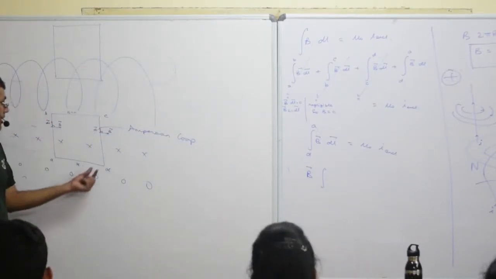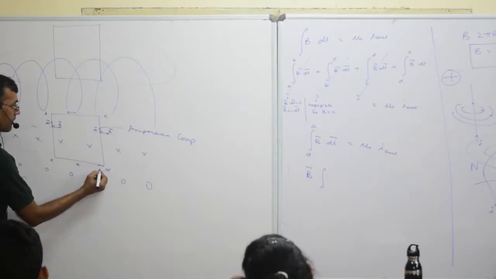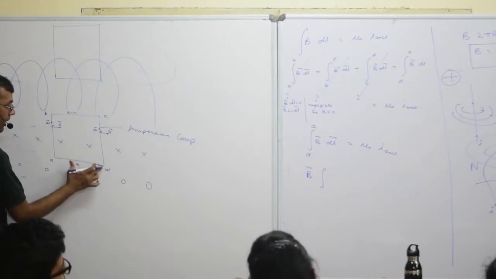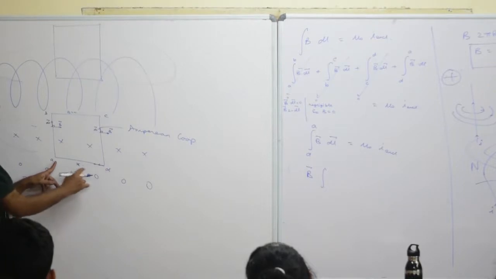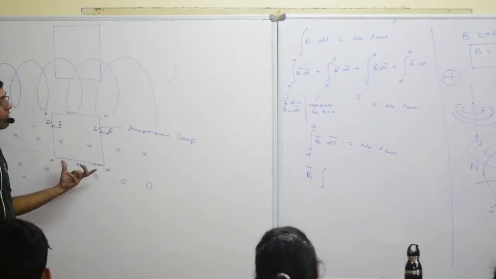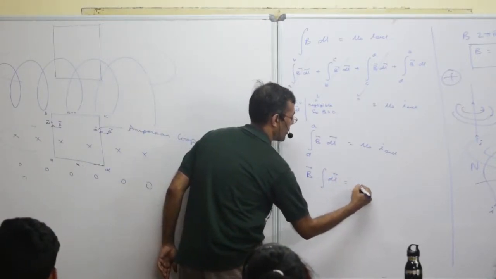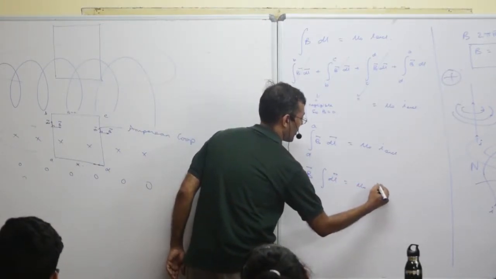Integral of dl. So if I integrate all this small dl, right? So let's say I have a small dl here, small dl here. So if I add all these dl, what will be the total length? I'm assuming it to be x. So if I add all these things, it's going to be x. So integral of dl, mu naught I enclosed.